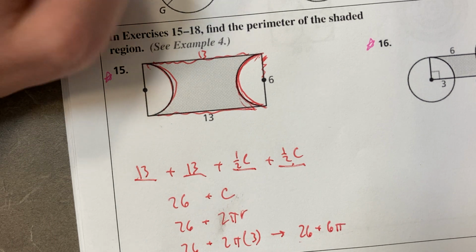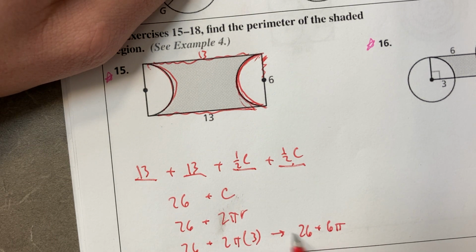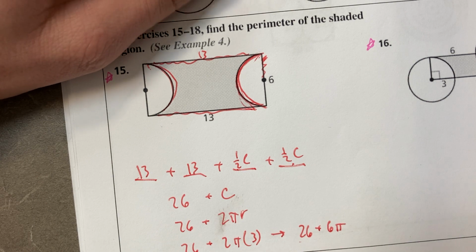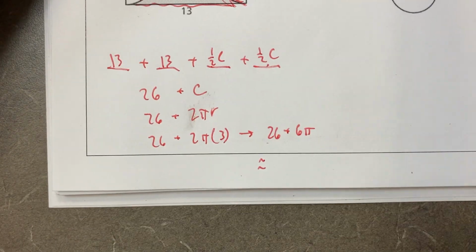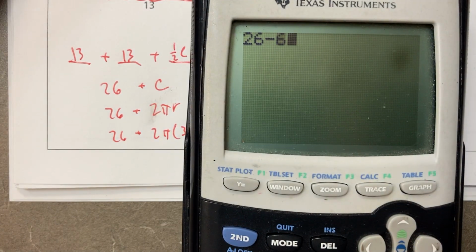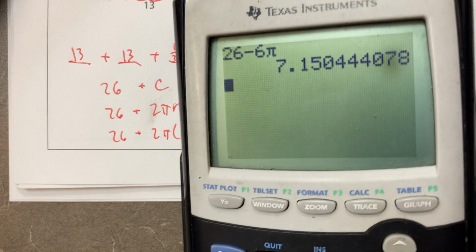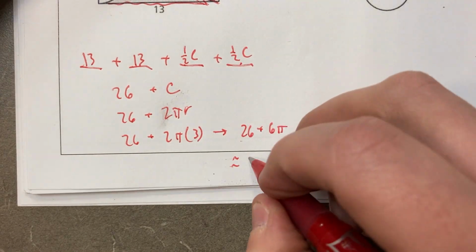You can't call that 20 pi. You can't subtract these. You can't do that. That's not like terms. So from here, we have to plug it in our calculator and get our approximate answer. So 26 minus 6 pi, 7.2.